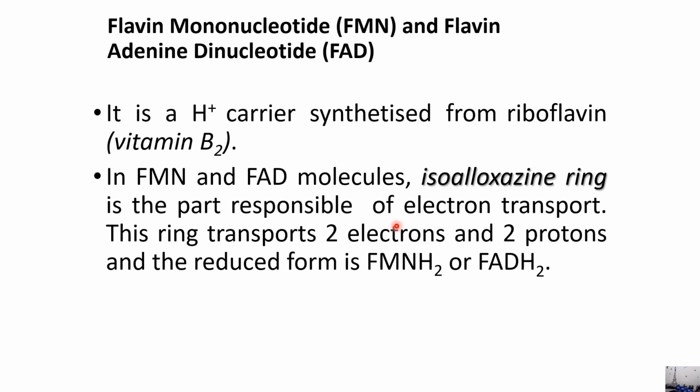Then we talk about flavin mononucleotide and flavin adenine dinucleotide. It is an H+ carrier synthesized from riboflavin, vitamin B2. In FMN and FAD molecules, the isoalloxazine ring is the part responsible for electron transport. This ring transports two electrons and two protons, and the reduced form is FMNH2 or FADH2.